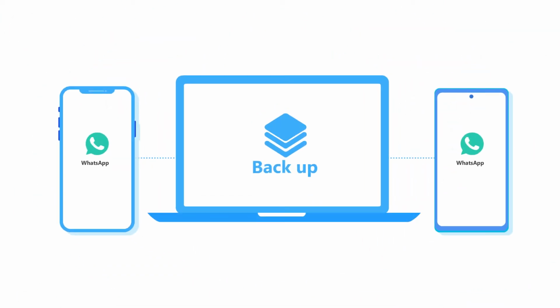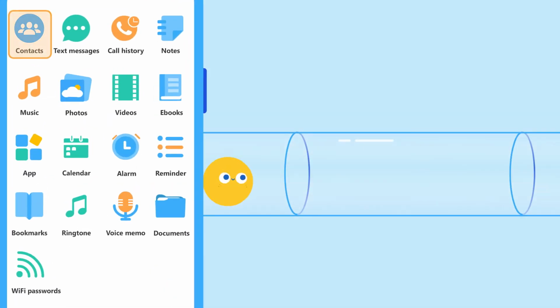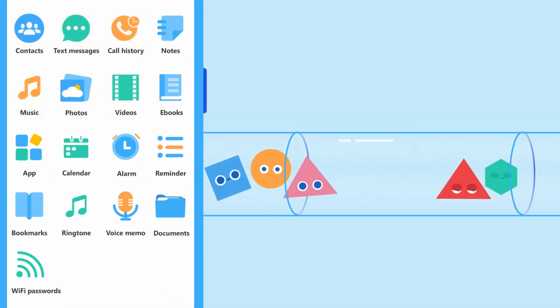You can even use it to backup, restore, transfer, and export your WhatsApp data across different platforms. For all these 18 types of data, you can choose 1, 2, 3, or more to transfer as you like.